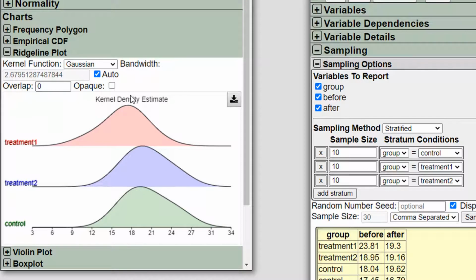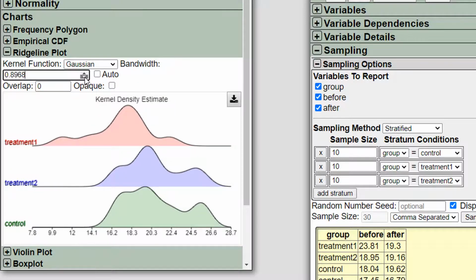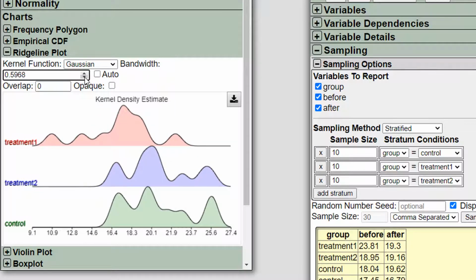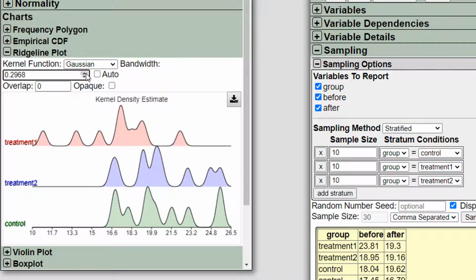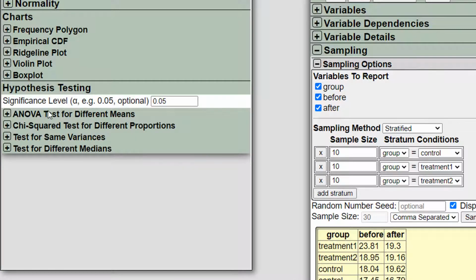ridgeline plot. You can see they look like they're quite different from each other. This is very smoothed out though. Let's lower the bandwidth to see a little bit more of the distribution shape. So there's a lot more. These are very small sample sizes to be estimating the density functions from, but you can definitely see treatment 1 has a lot more lower values than treatment 2 or the control. So anyhow, let's take a look down at what tests we can do.